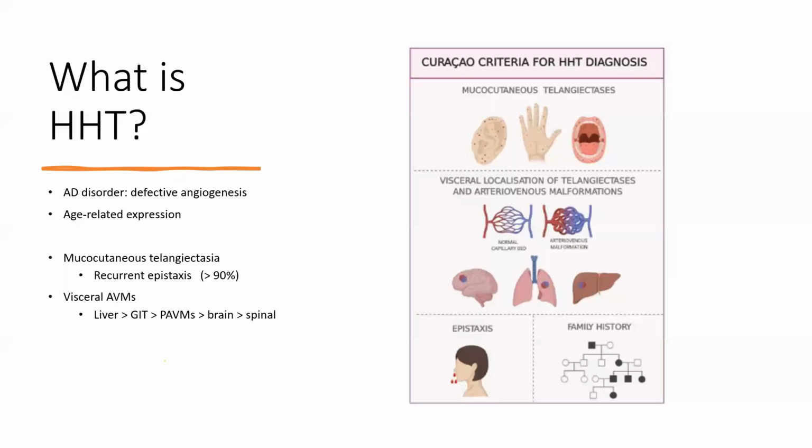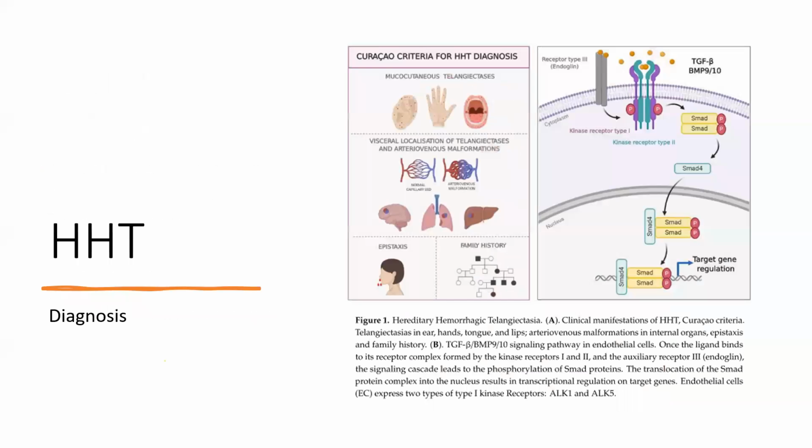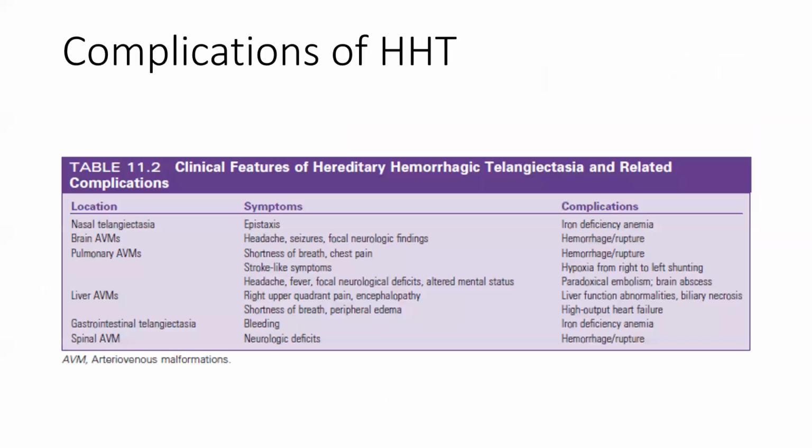Less commonly, they can have visceral AVMs, and these can occur in the liver, gastrointestinal tract, lungs, brain, and spinal cord in decreasing order of frequency. The diagnosis is made using the Curacao criteria or by identifying a specific genetic mutation. And the complications that these patients have is summarized nicely in this table. The complications result from their specific telangiectasia or AVMs.